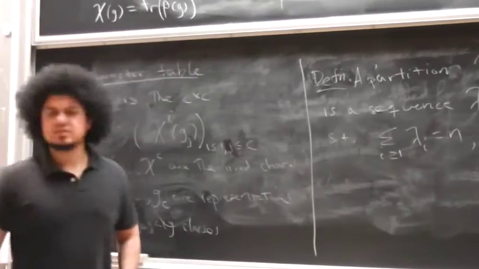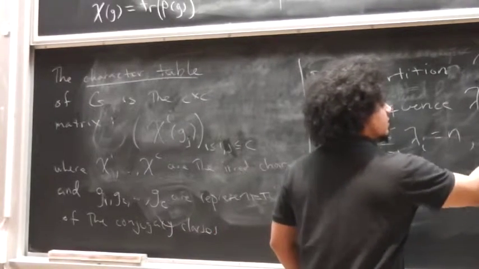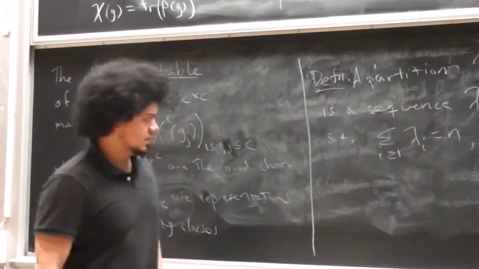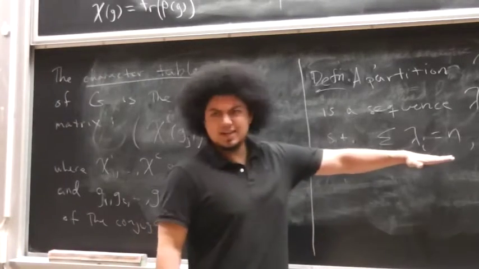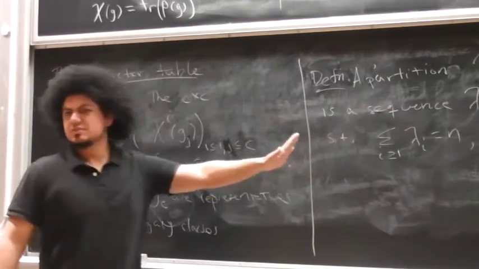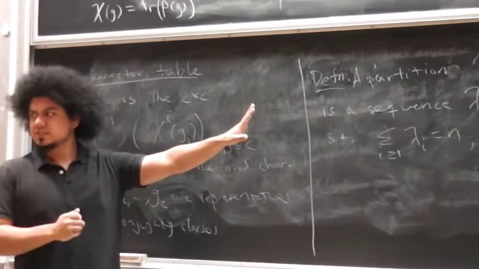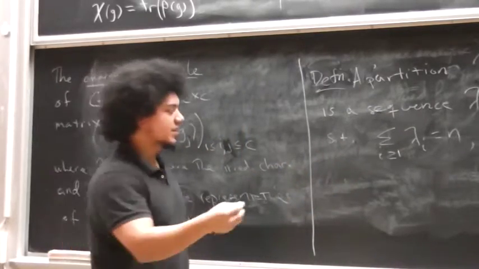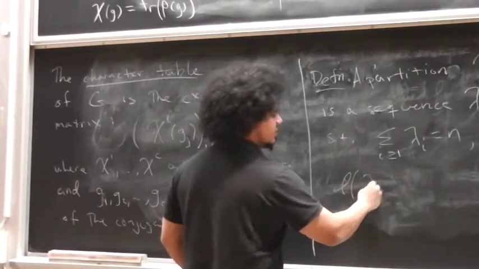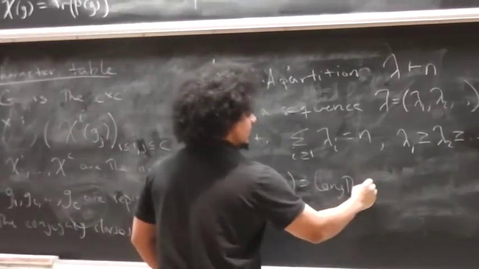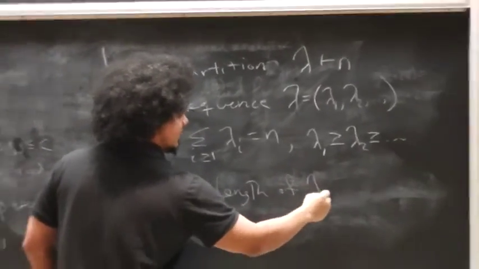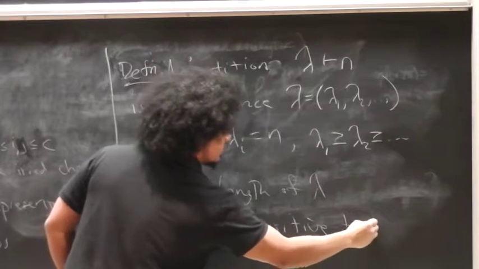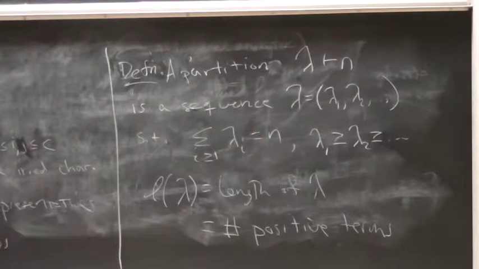So this is a convention. Lambda_1 is greater than or equal to lambda_2, is greater than or equal to, and so on and so forth. Because of this finiteness condition, this sequence has to become zero eventually, stabilizes at zero. And we'll denote the number of positive terms, we'll call that the length, and denote it by L of lambda. So this is the length of lambda, and this just equals the number of strictly positive terms.